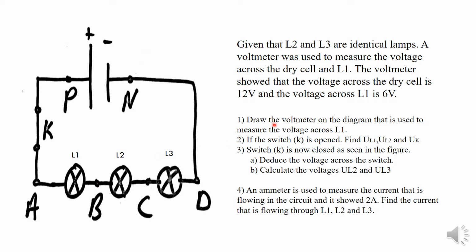1. I have to draw the voltmeter on the diagram that is used to measure the voltage across L1. 2. If the switch K is opened, I have to find UL1, UL2 and UK. By UL1 I mean UAB, by UL2 I mean UBC, and by UK I mean UPA. Part 3, switch K is now closed as seen in the figure. Deduce the voltage across the switch. Calculate the voltages UL2 and UL3. 4. An ammeter is used to measure the current that is flowing in the circuit and it showed 2 ampere. I have to find the current that is flowing through L1, L2 and L3.